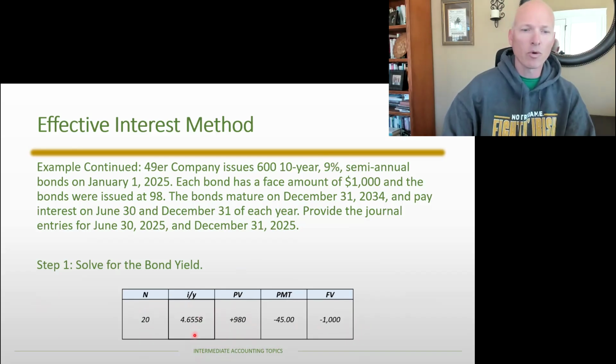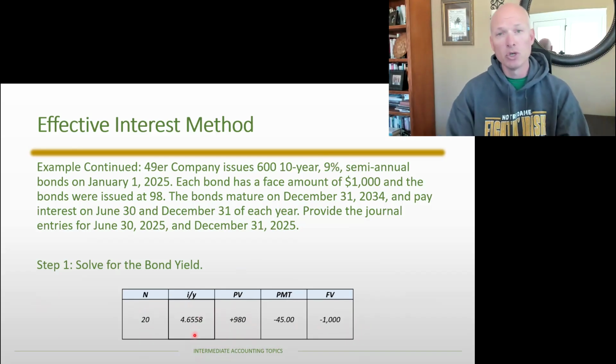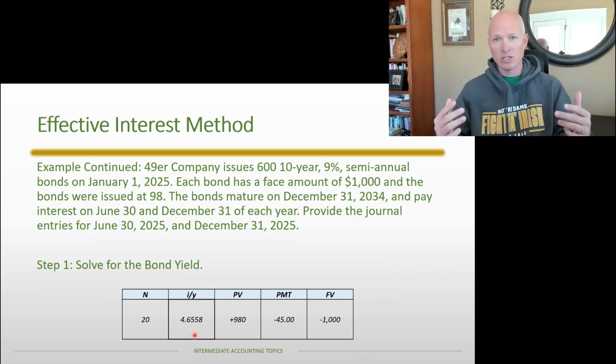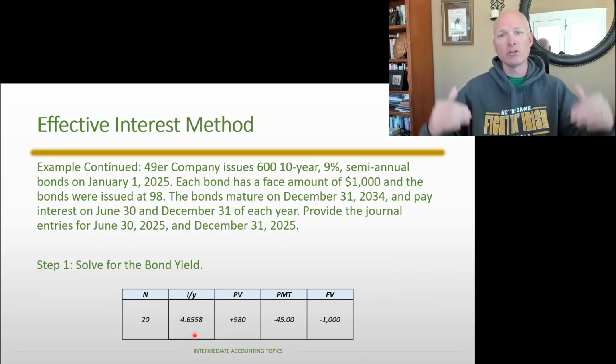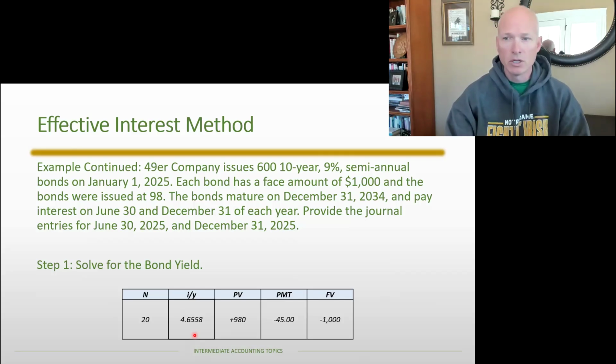And so that yield is 4.6558%. And again, we're going to use this information to create the amortization table. From the amortization table, we have all the information we need to do the subsequent journal entries. Without the amortization table, we would not be able to do the subsequent journal entries.